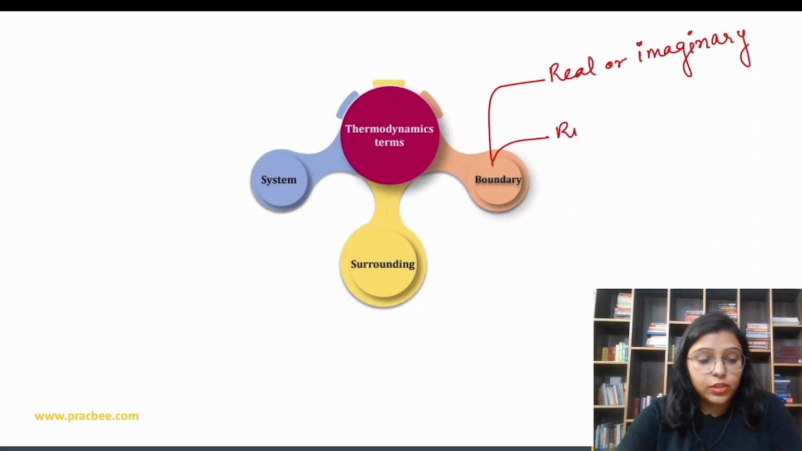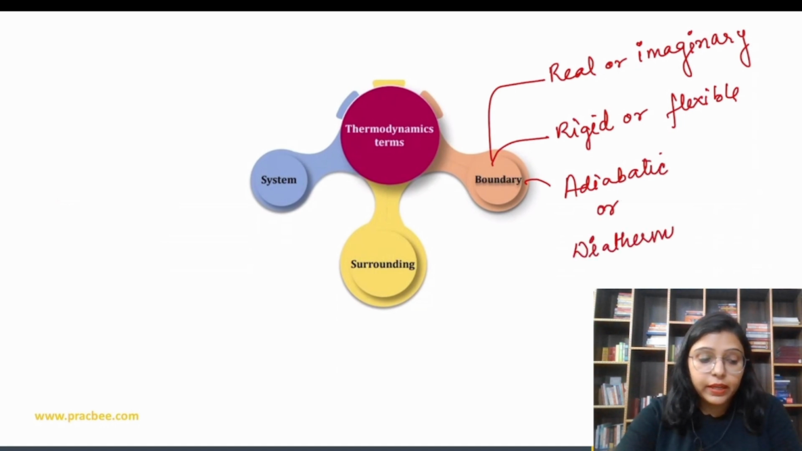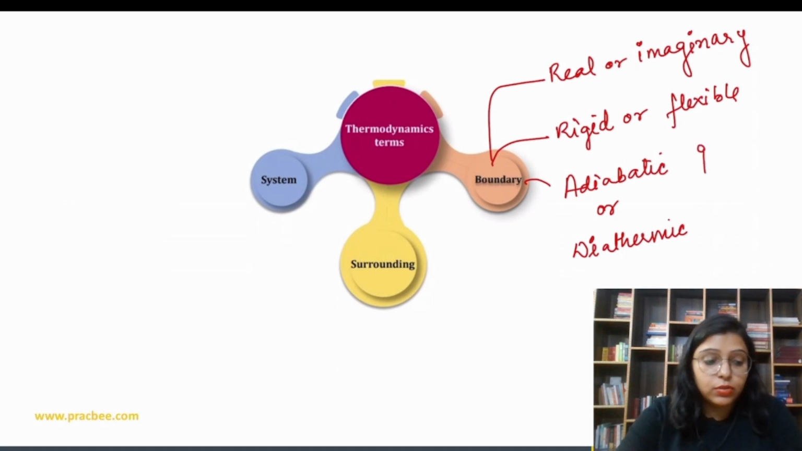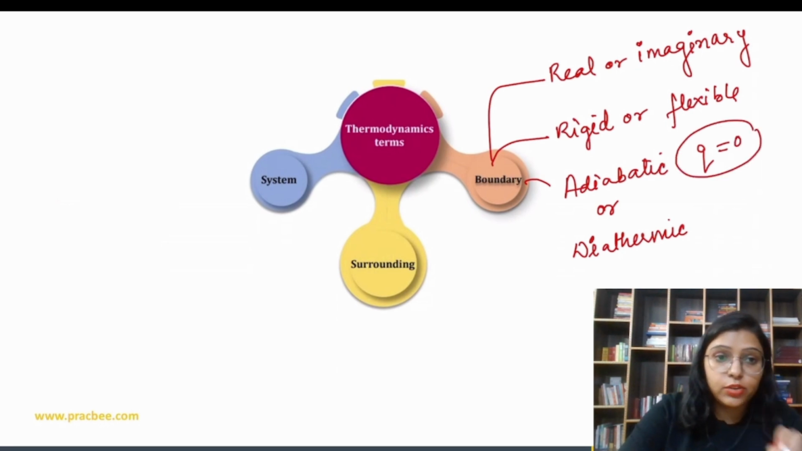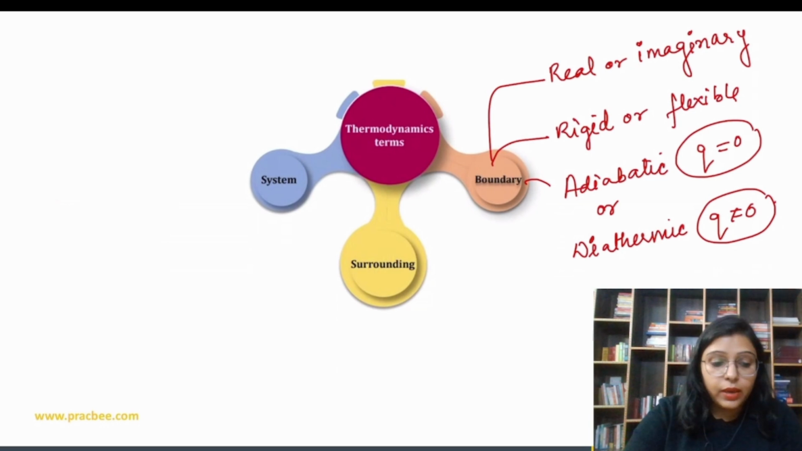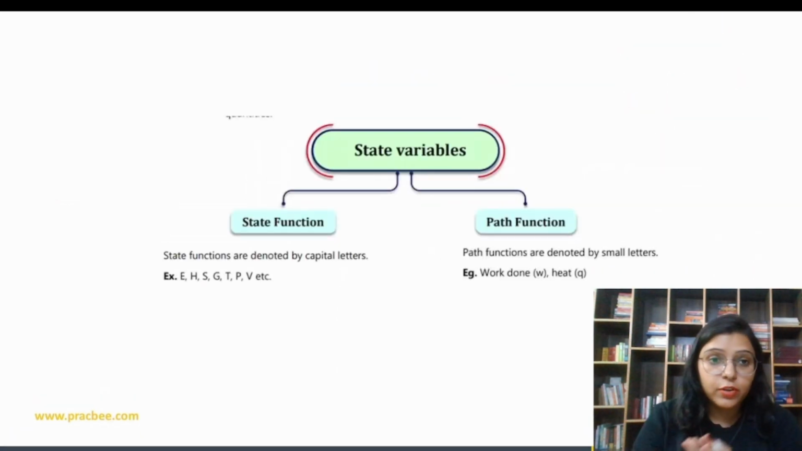It can be rigid or flexible, and it can be adiabatic or diathermic. What is adiabatic? A boundary where heat exchange between system and surrounding is equal to 0. It means there is no heat exchange between system and surrounding, then that boundary is the adiabatic boundary. But if heat can be exchanged between system and surrounding, then that boundary is the diathermic boundary.